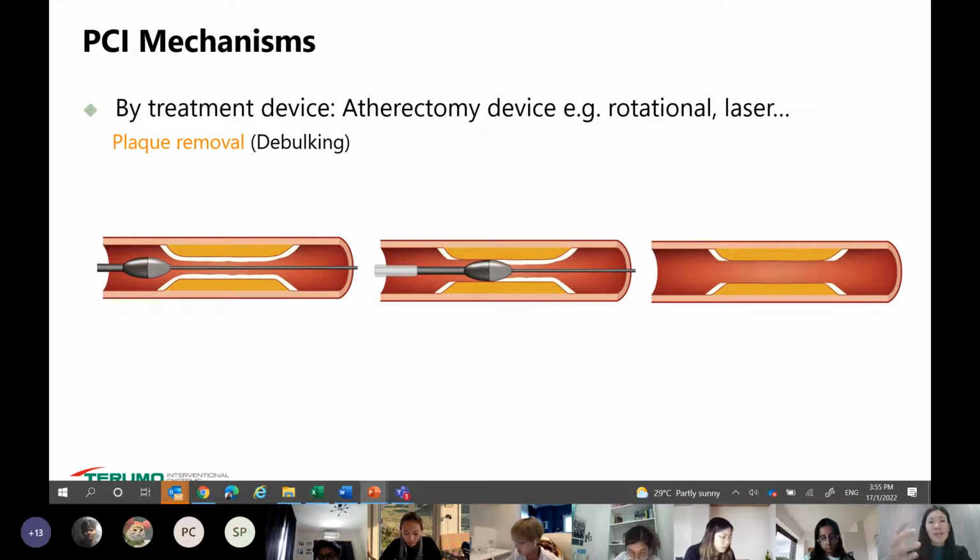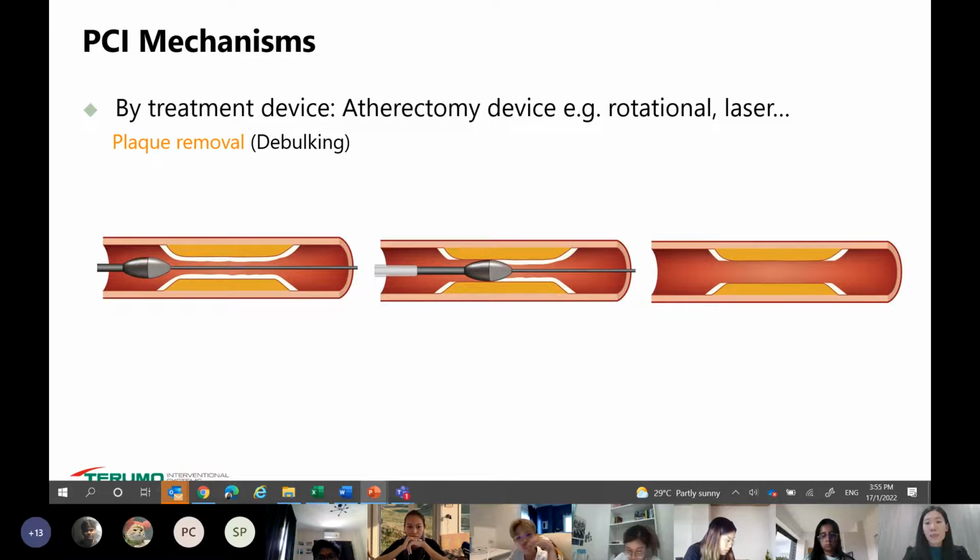If you put a balloon there and try to expand it, it may not happen. Nothing may change because there's a cap, right? There's a cover over the lesion, which prevents the balloon from taking its effect. You try to open it, it doesn't move because the balloon is not as hard as the calcium. So what happens here is that you need a device. It can be a rotational device, it can be a laser device that helps to break and debulk this lesion.